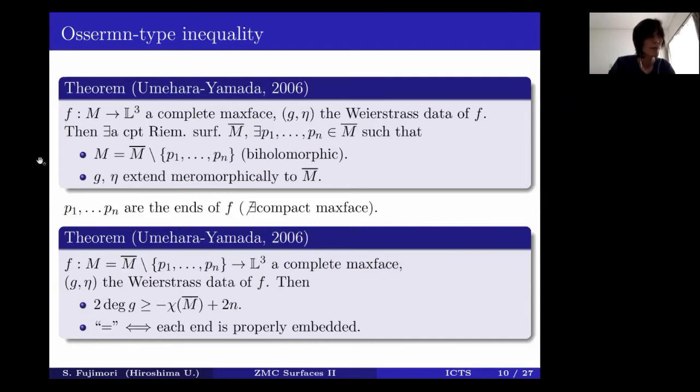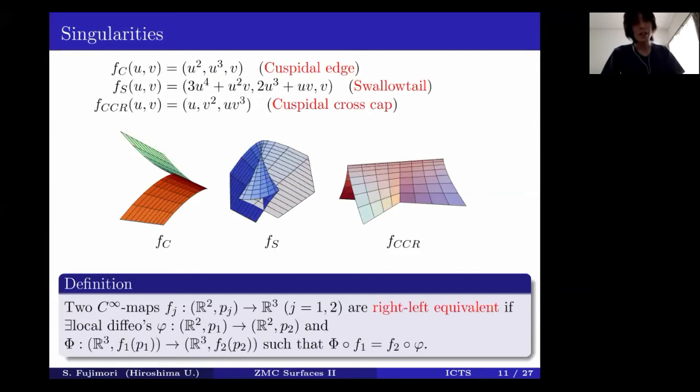Okay, so now I will explain the singularities of maxfaces. Before I do that, I introduce three types of singularities. So this is cuspidal edge. This is cuspidal edge, so this is the standard example. Next, we introduce the swallowtail. Swallowtail is this point. So here, this is a cuspidal edge. A cuspidal edge is a regular curve in R3. Then where the cuspidal edge cusps, this point is called a swallowtail.